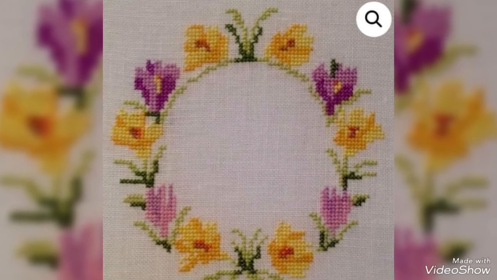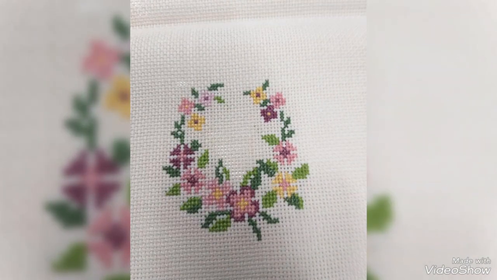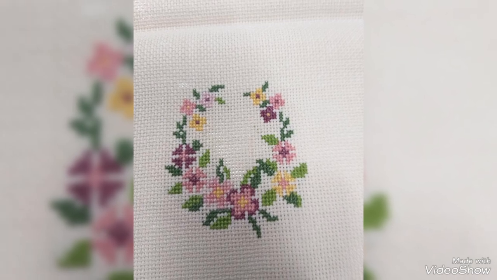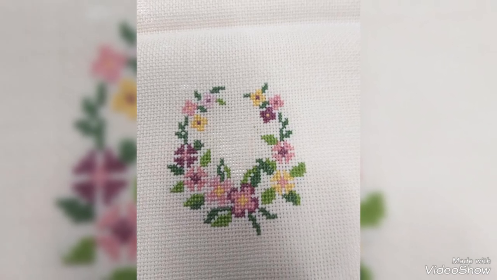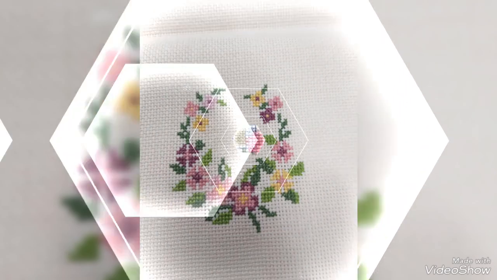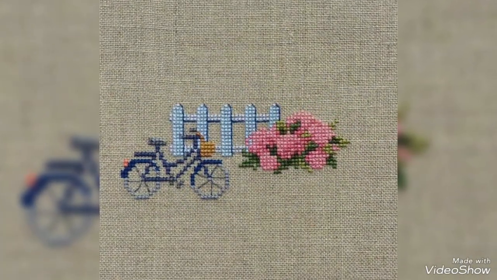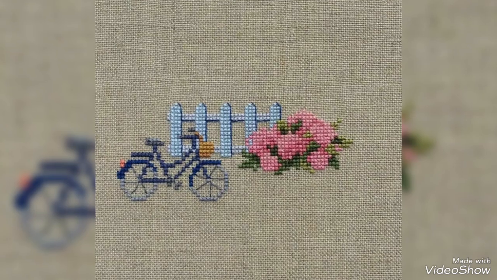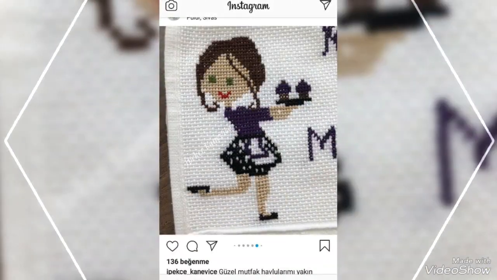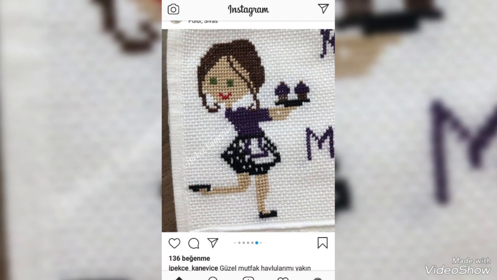In today's video, we are diving into the world of cross stitch. Whether you are a complete beginner or looking to freshen your skills, this video is for you. Let's get started. Let's gather everything you need to get started with cross stitch: fabric, floss, needle, hoop or frame, scissors, a pattern or chart.